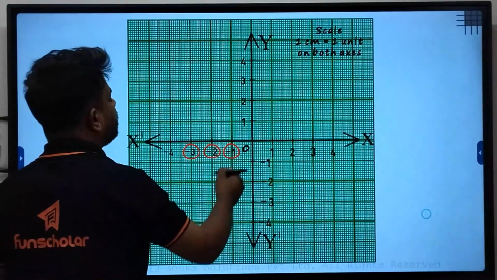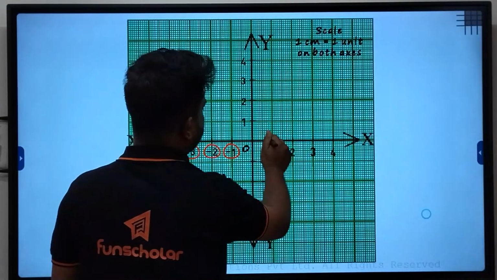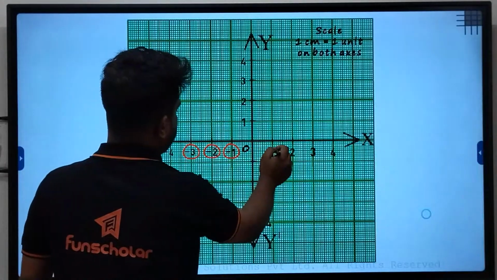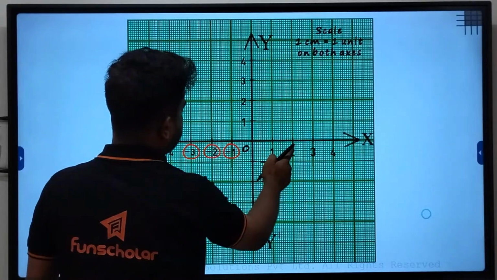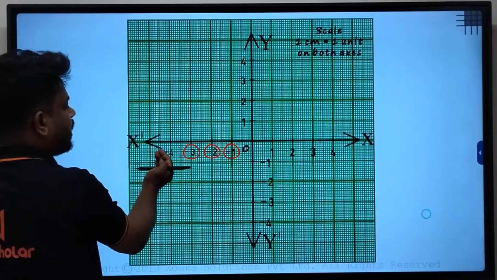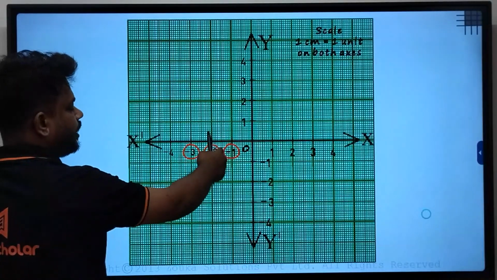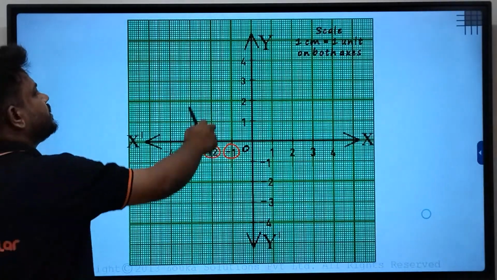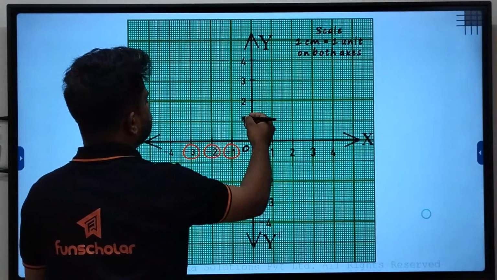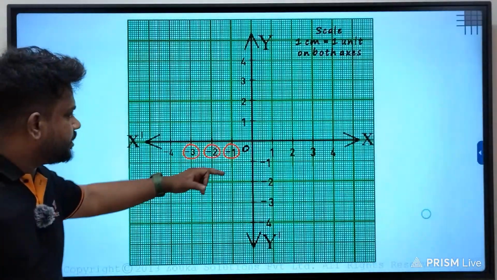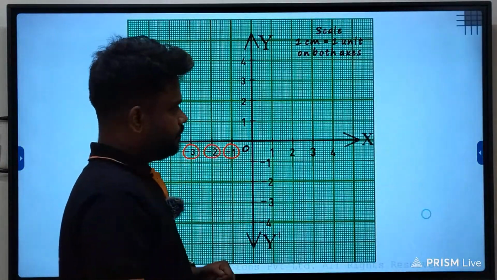These are the points which we have to plot by reading the scale. This one represents 1 unit, this one is 2, 3 and 4, and similarly these are all the negative axis. It will represent -1, -2 and -3. Similarly this is the positive y axis, which also represents 1, 2, 3, 4, and this is the negative y axis, which represents -1, -2, -3 and -4.